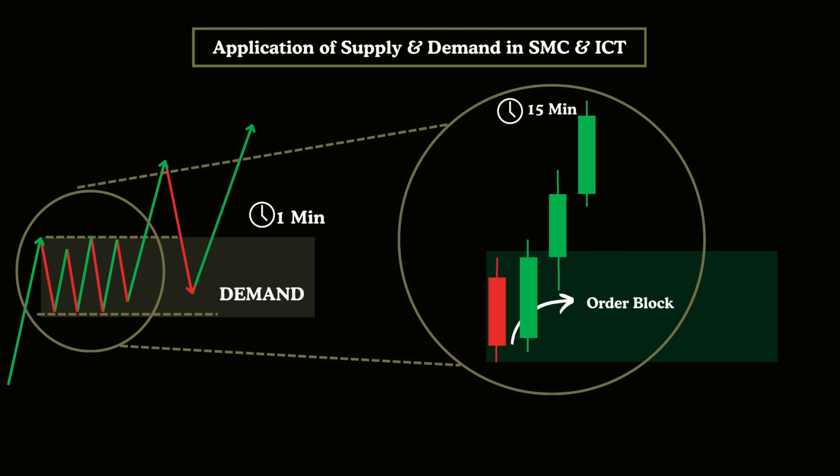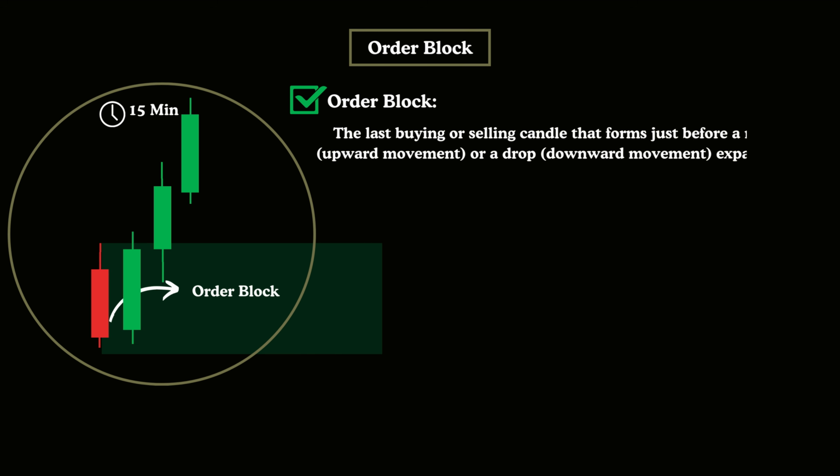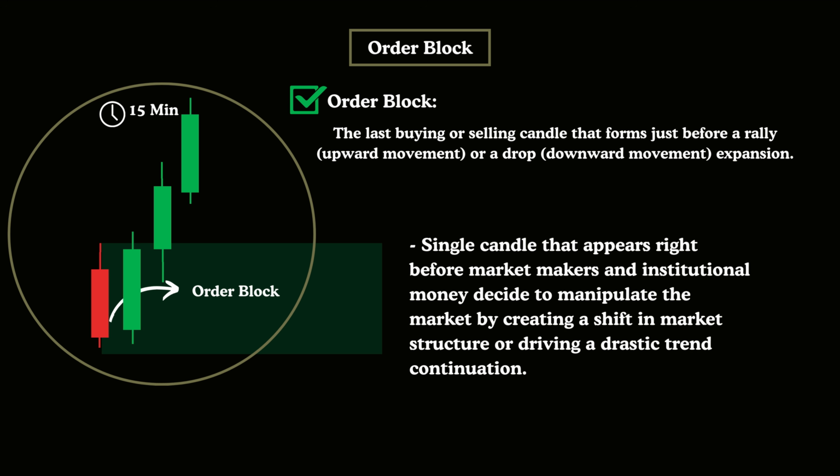In contrast, during a bearish setup, the base seen on a lower time frame may appear as a single bullish candle on the higher time frame, positioned just before the market drops, known as a bearish order block. The order block is the last buying or selling candle that forms just before a rally upward or a drop downward expansion. Essentially, the order block is a single candle that appears right before market makers and institutional money decide to manipulate the market by creating a shift in market structure or driving a drastic trend continuation.